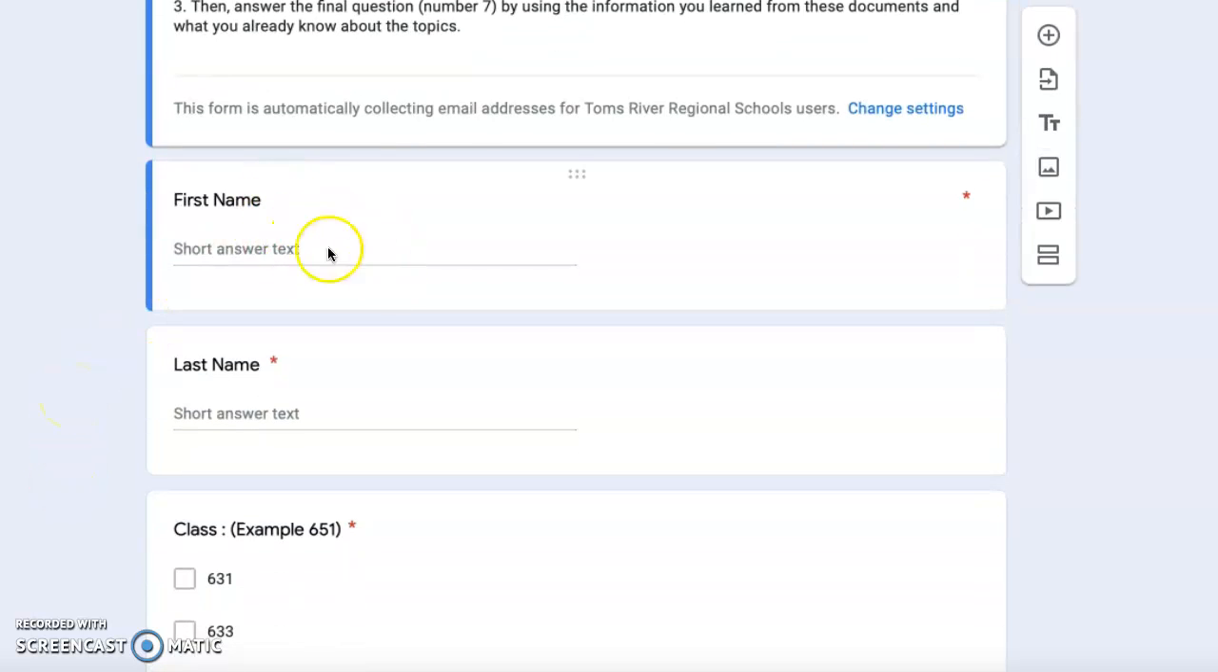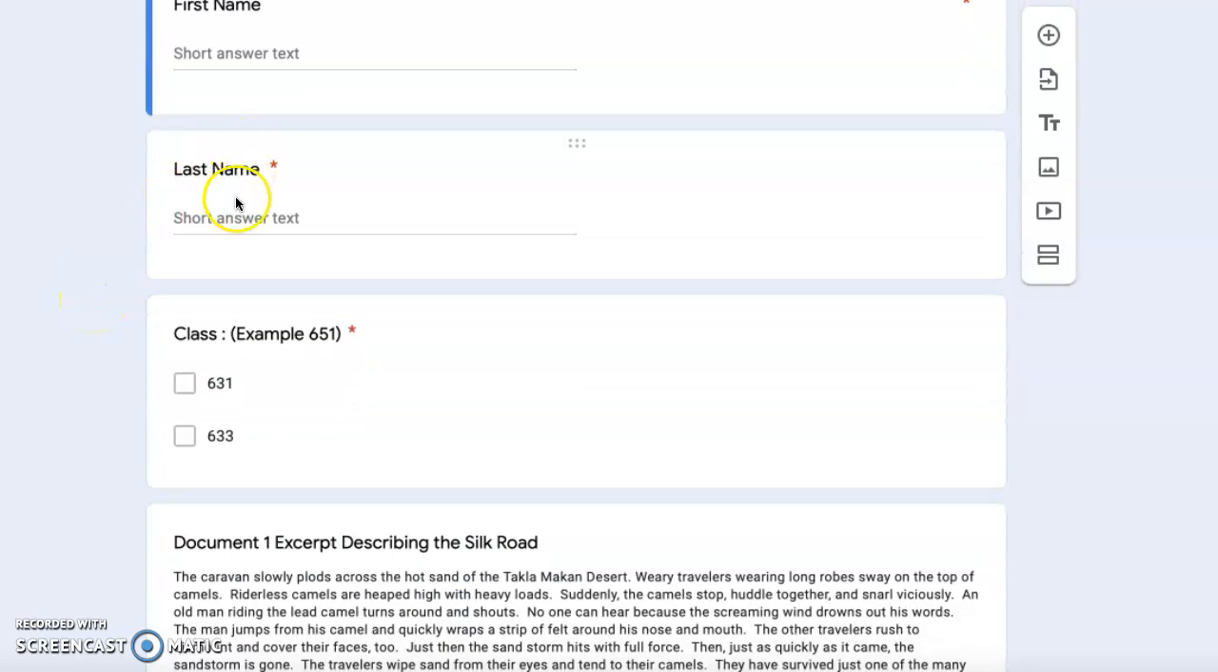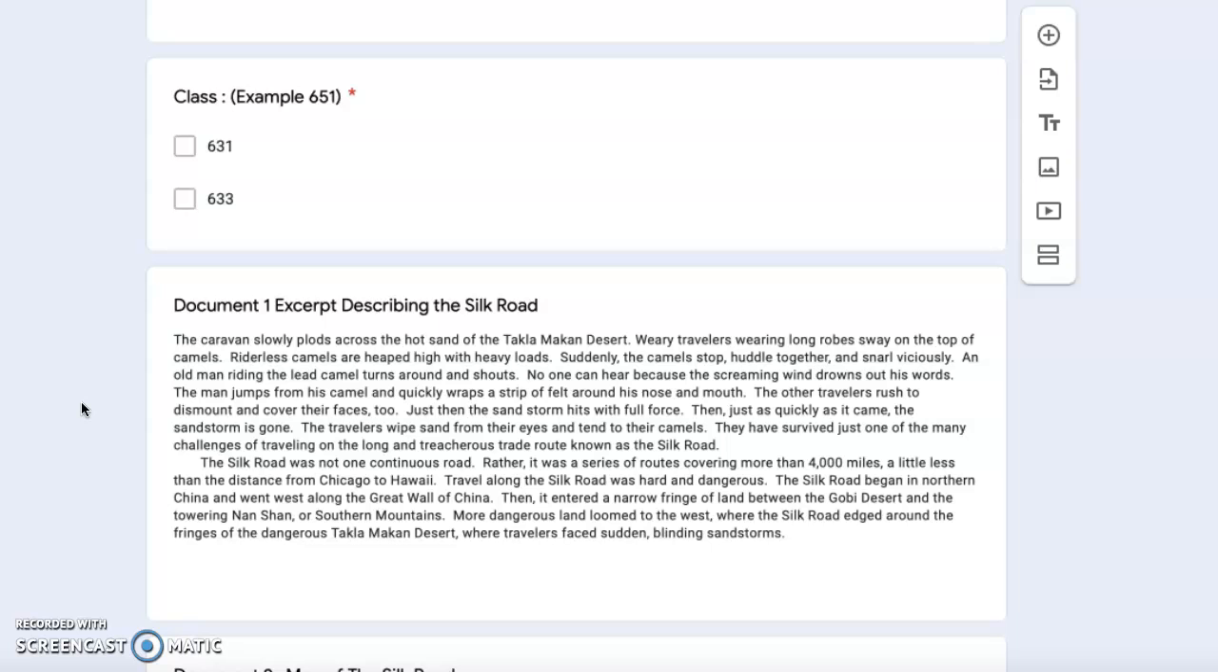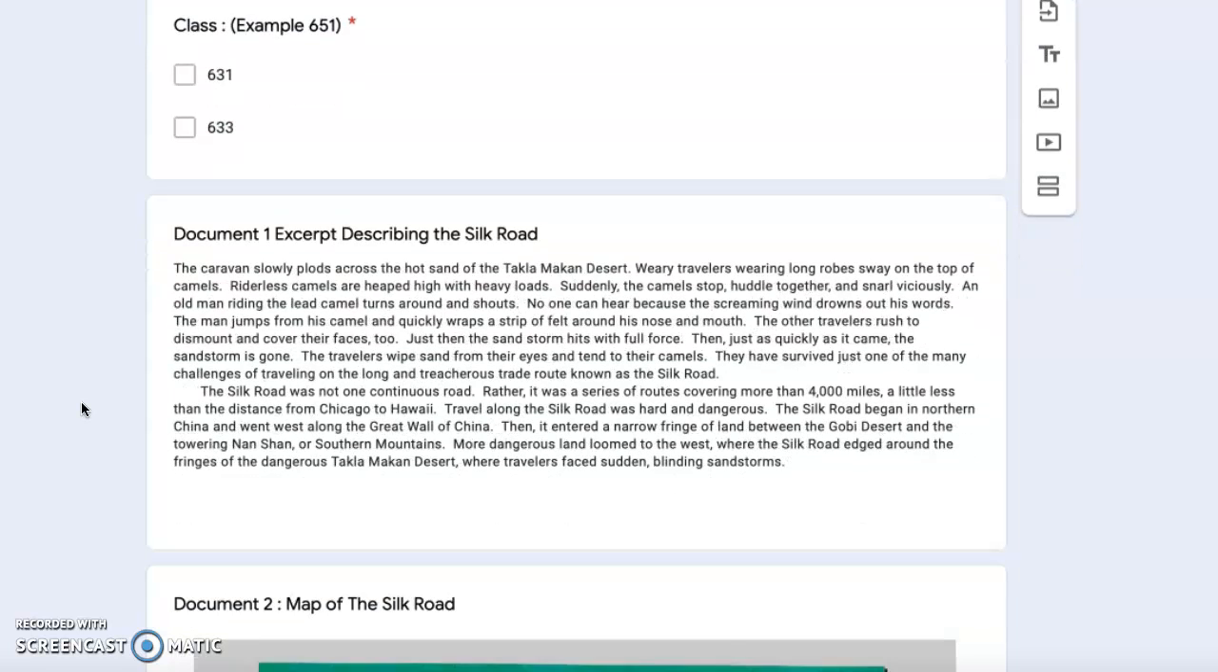First, type your first name in the box here. Next, type your last name in the box here. Now you will select your cycle number.